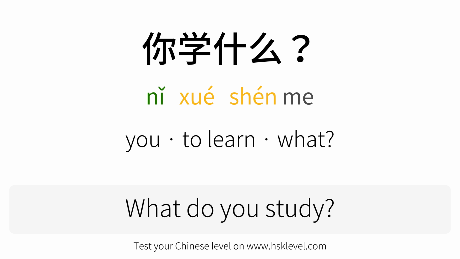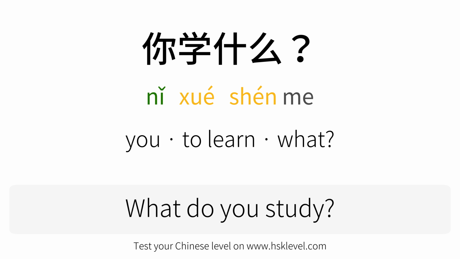The second chunk is 学. This is a verb that means to study or to learn. The third chunk is 什么. This is an interrogative word that means what. So, putting it all together, we have 你学什么, which literally means you study what? Or what do you study?